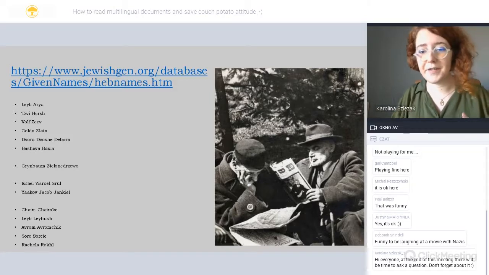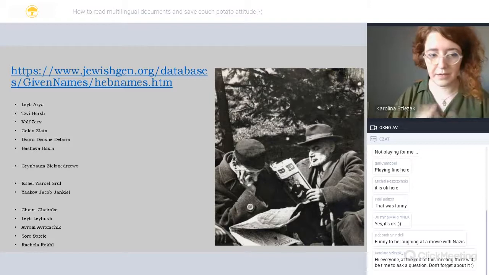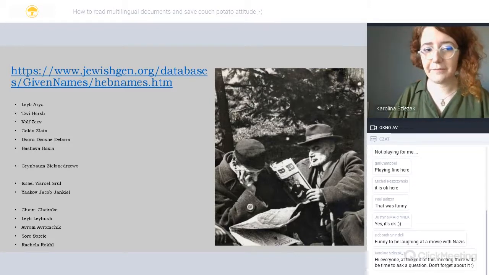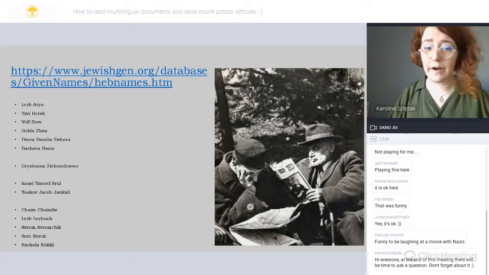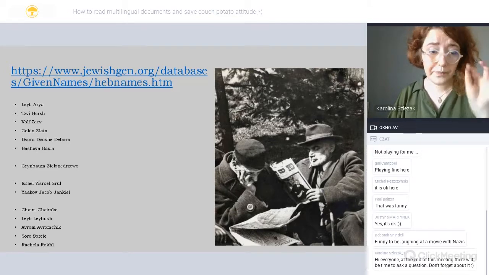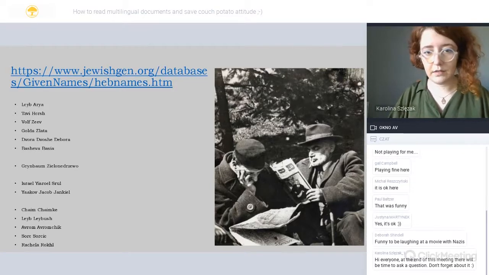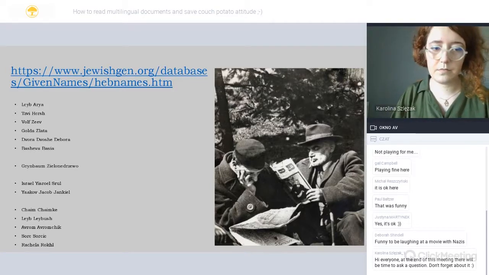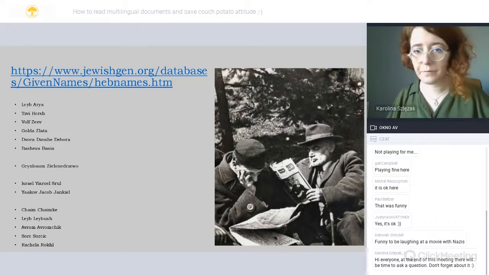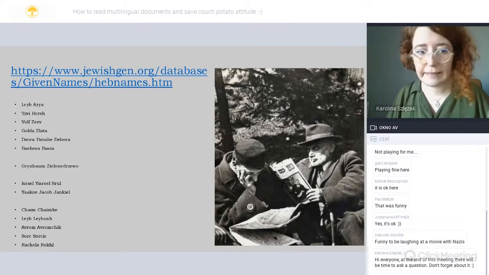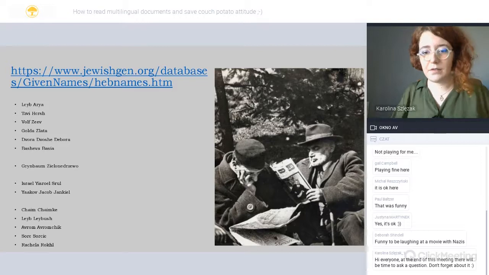Then we have various Ashkenazic forms of the Jewish names. So when we have Israel, we can have Yisroel, but also we can have Srul. And very, very different forms, like similarly Yaakov, Jacob, and Yankel. And there is also another.